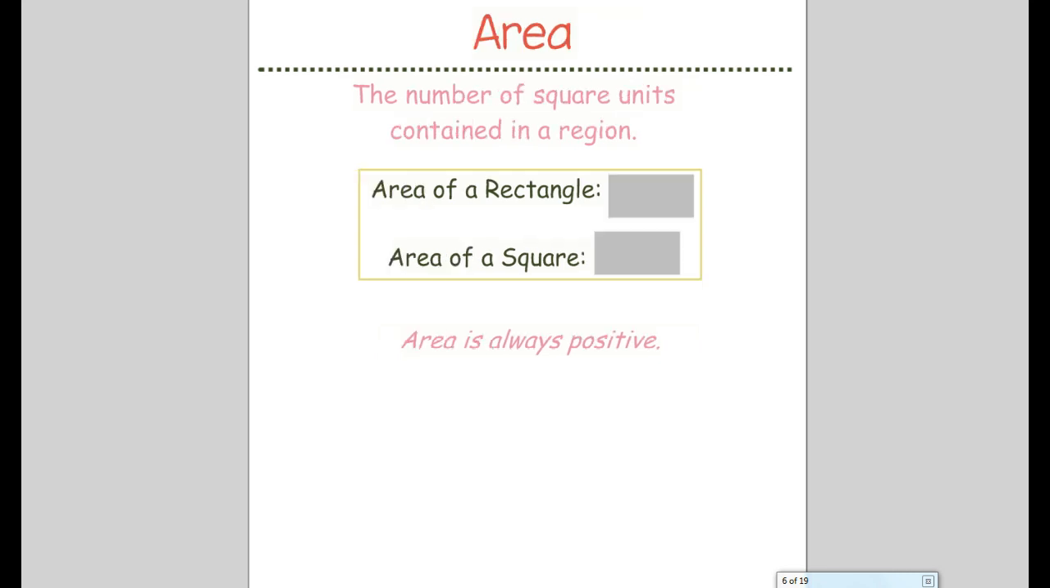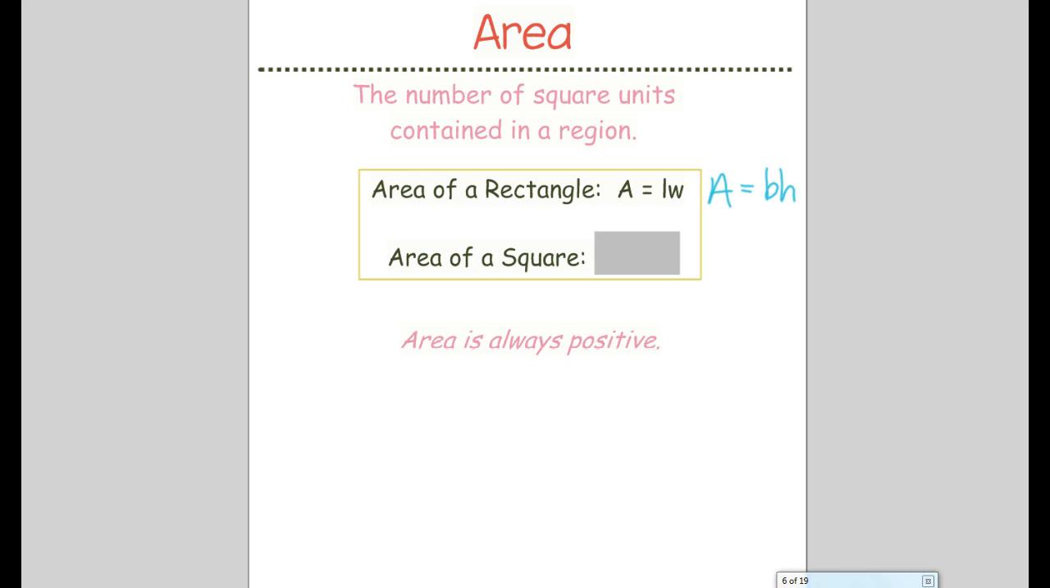Alright, area. We already talked about area. Area of a rectangle. The formula we use is length times width. But remember that you also are going to see it from time to time as base times height, so make sure you're aware of that. Length times width or base times height.